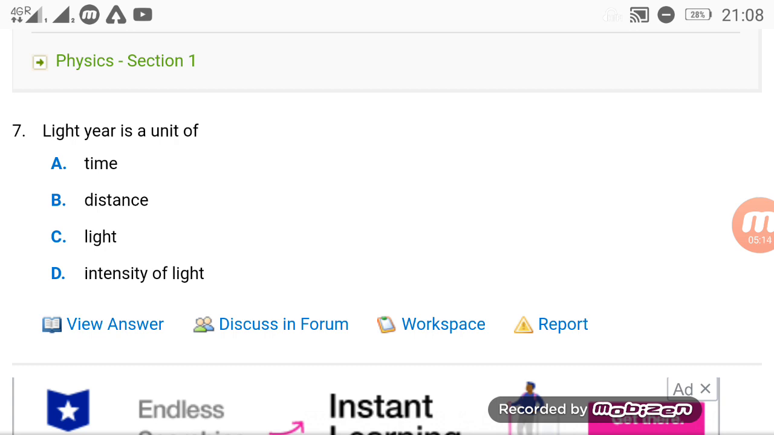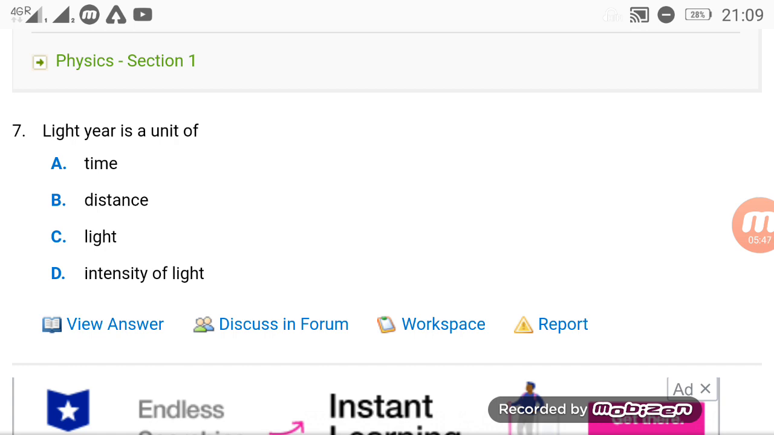Of course, everybody knows the answer to this question. However, I'm just going to discuss it for those people who don't know. The first option is time, second is distance, C is light, and D is intensity of light. Of course, the light year here is a unit of distance. Like we say, that star is this many light years from Earth. So a light year is basically a unit of distance.